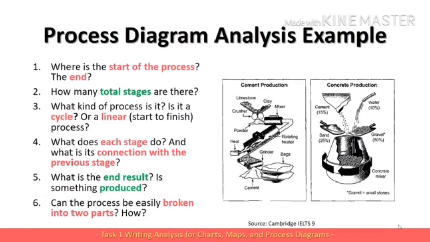Which brings us to question number 2. How many total stages are there? For concrete production, it's not very clear. And even for cement production, we don't know exactly how many stages there are. But I'd say for concrete production, on the right, we have perhaps 2 stages, 2 easy stages to write about. One is adding all the ingredients, and the other is the concrete being mixed, so the ingredients being mixed together.